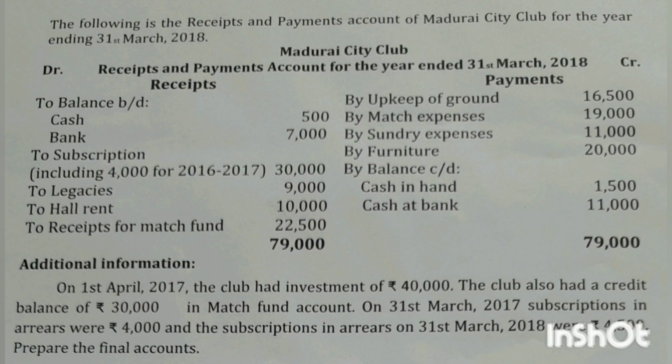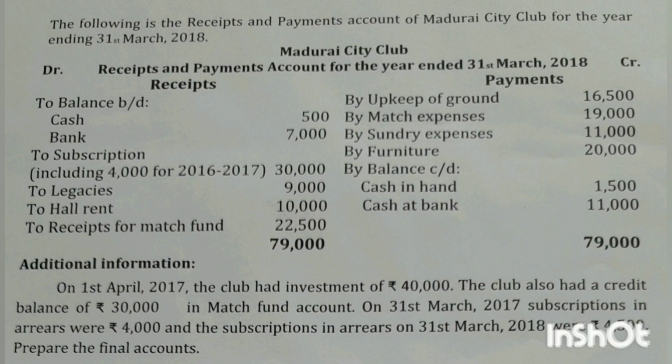On 1st April 2017, the club had an investment of rupees 40,000. 1/4/2017 is the opening, right? This amount will appear in the opening balance sheet or previous year balance sheet. Then the club also had a credit balance of rupees 30,000 in the match fund account. In the match fund account, this is a credit balance. This will appear in the liability side of the opening balance sheet. Match fund, any fund, is a liability, right? As I said earlier, this should be shown in the liability side, but in the opening balance sheet.